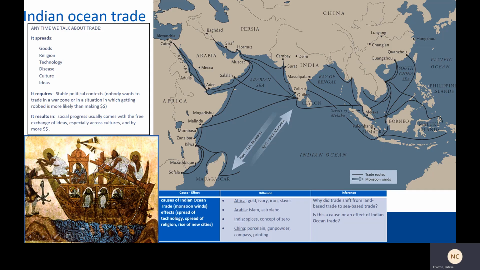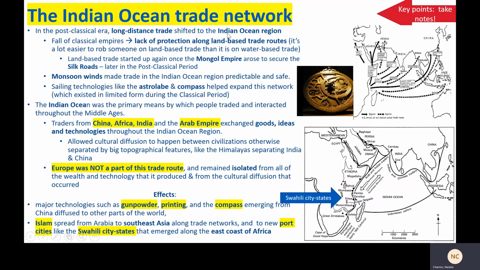So, for the Indian Ocean trade networks, here are your notes. In the post-classical era, long-distance trade shifted to the Indian Ocean region. This is because when the classical empires like Rome and the Han Dynasty and the Gupta Dynasty fell, a lack of protection along land-based trade routes discouraged that kind of trade. It's a lot easier to rob somebody on land-based trade than it is on water-based trade. Land-based trade will start up again a little bit later on in this time period with the rise of the Mongol Empire that protects the Silk Roads. But until then, the focus is in the Indian Ocean.